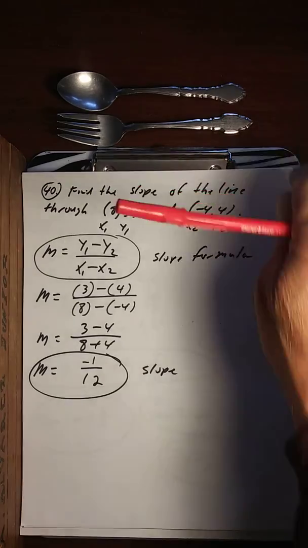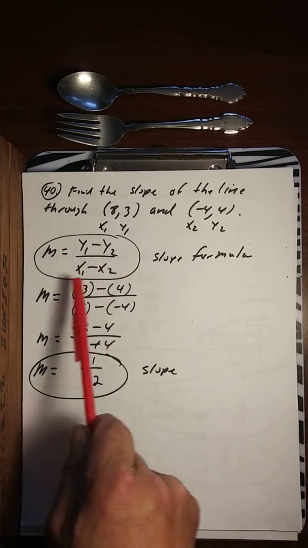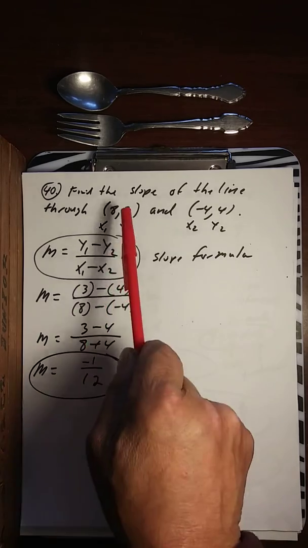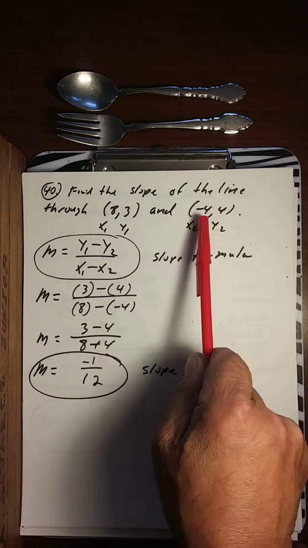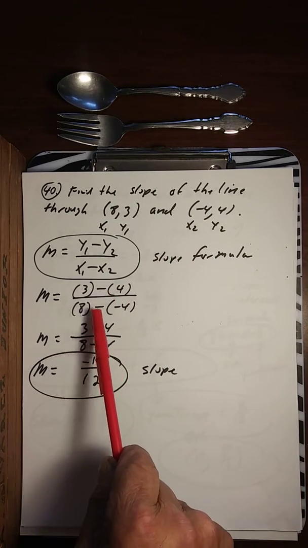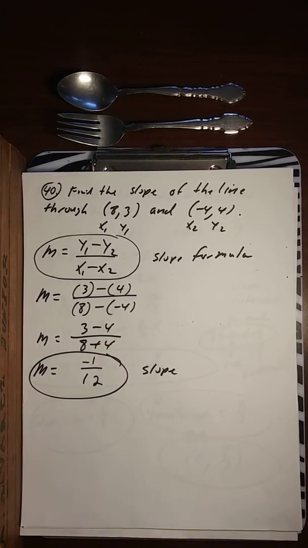Find the slope of the line. We have x1, y1, x2, y2. So now put these numbers in the formula. There's the slope formula. Put the y1 and the y2 in there. Put the x1 and the x2 in there. So now you have 3 minus 4 over 8. Minus a minus is a plus. So on top we have negative 1 over 12. That's it. We're done.